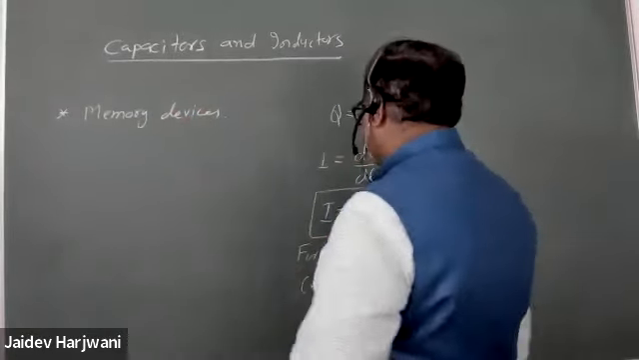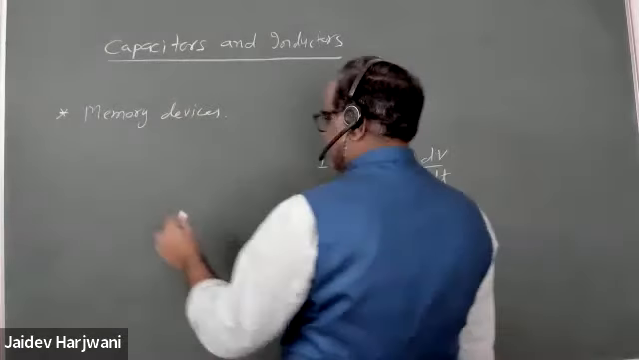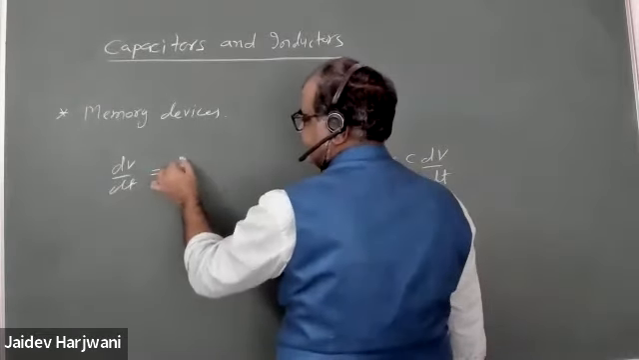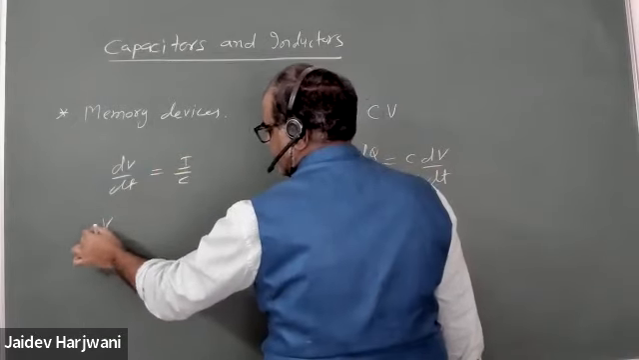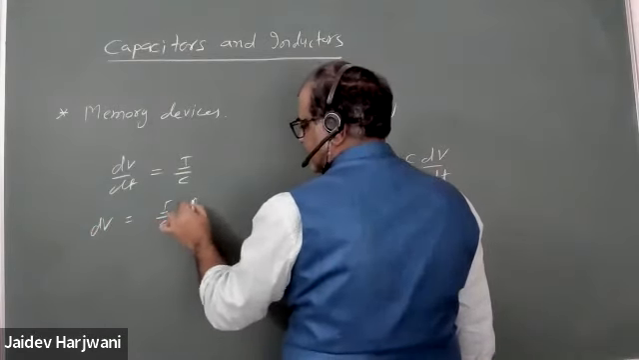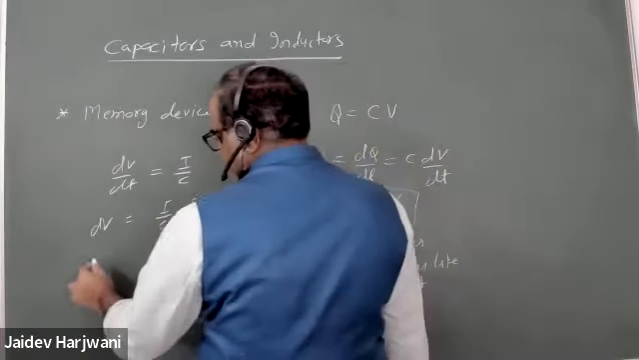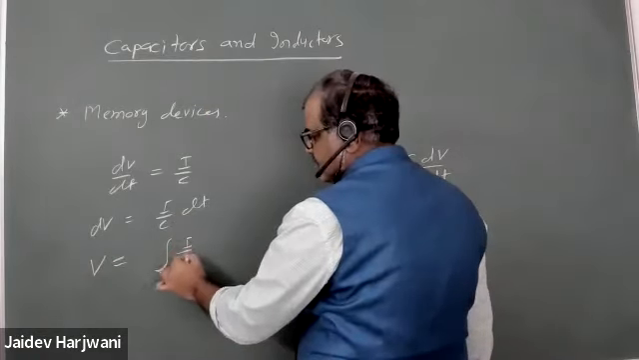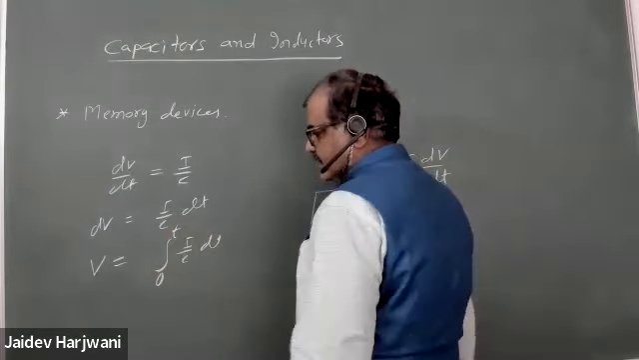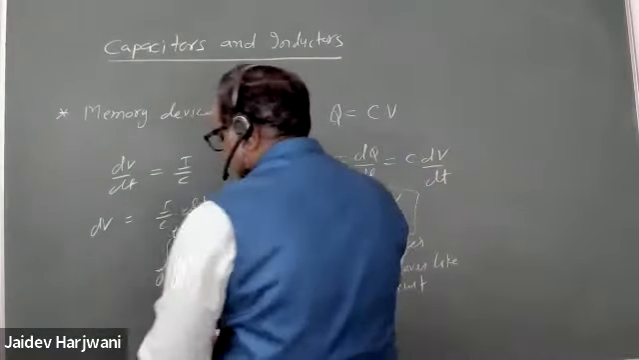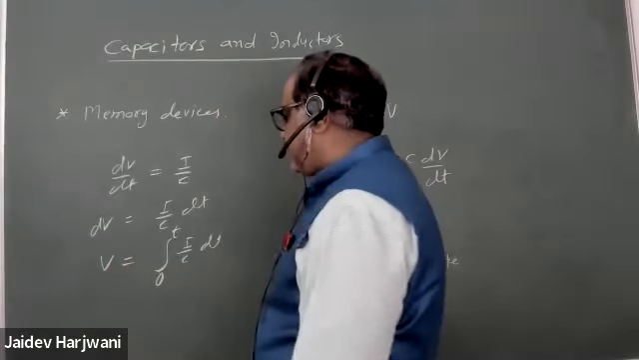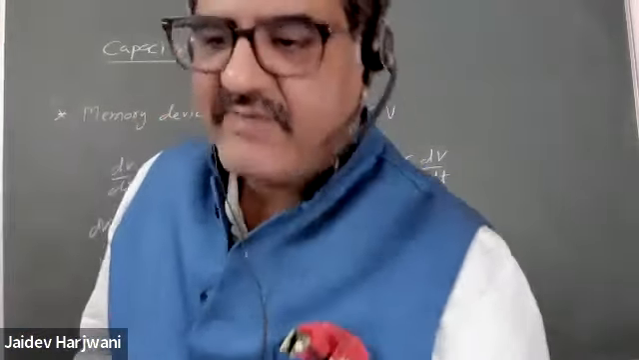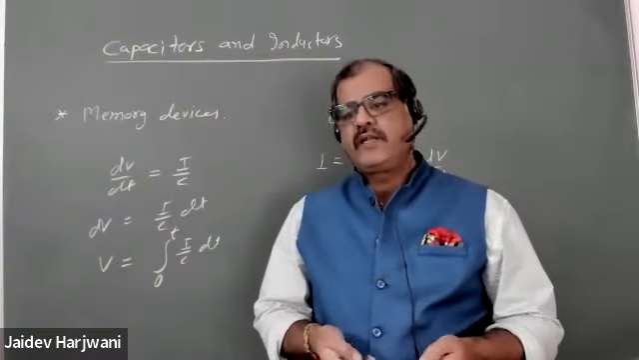Suppose I want to calculate the voltage across the capacitor. I can use this equation and write dV by dt equals I by C, and if I want V, dV will be simply I by C dt. Now if I am charging the capacitor up to voltage V, starting at time zero to T, I can find the voltage across the capacitor, but since the capacitor has a memory, when I start charging it, it may have some previous voltage present. Are you getting what I'm saying?